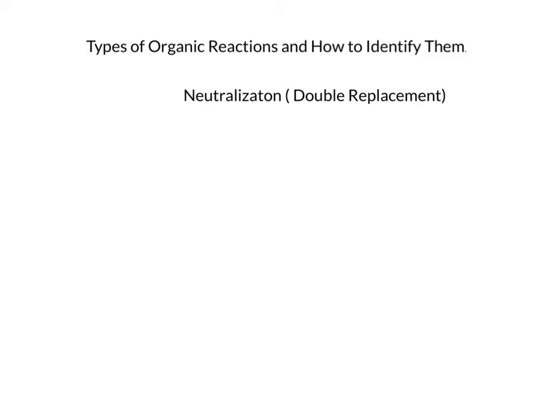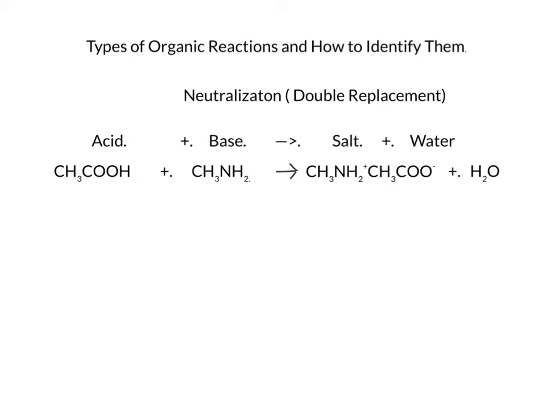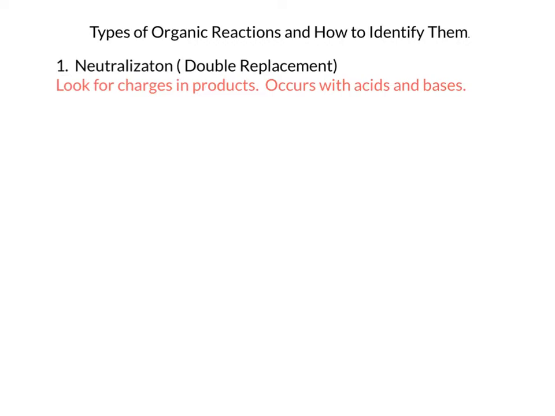In this reaction, you will need an acid and a base, and it will produce a salt and water. Generally, the quickest way to identify this reaction is to see if you have a salt. In this case, that may mean it has a positive charge and a negative charge in the products. That may be the easiest thing to spot, and for this class, that's what we'll look for. Our first reaction then is neutralization, and for that we will see charges on the product side.